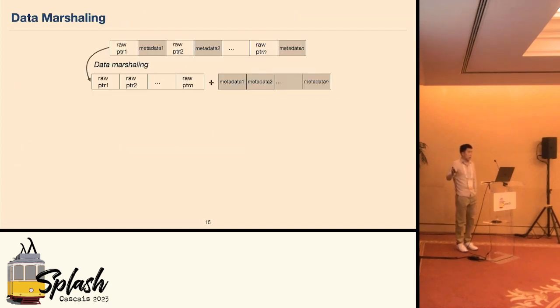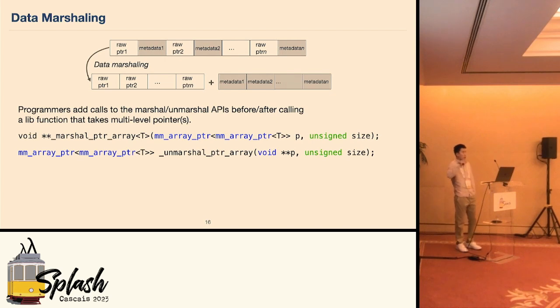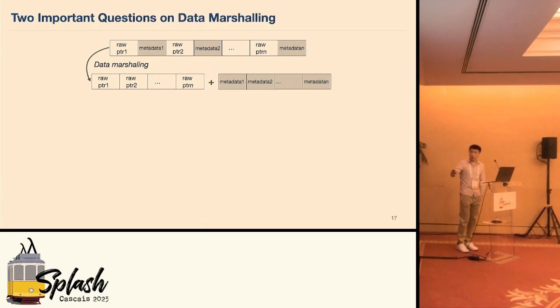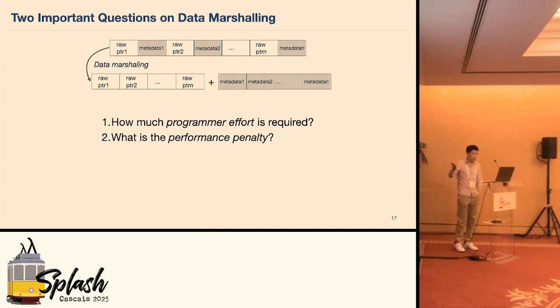We do data marshalling. It means that before calling a library function that takes a pointer to an array of pointers, programmers need to add calls to our marshalling API to extract all the raw pointers from the array of checked pointers and reassemble them into an array of raw pointers for the library to use. And after the call, programmers can optionally call the unmarshalling procedure to recover this array of checked pointers. So pretty straightforward. However, there are two potential questions.